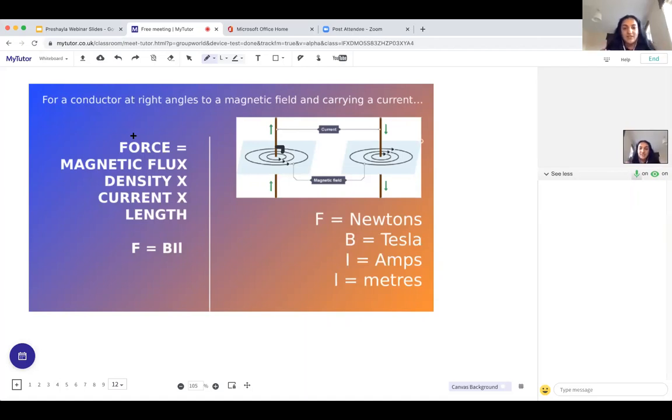So magnetic flux density is just this new kind of quantity that we use when we're talking about magnetic fields. And it's how concentrated the magnetism is in that material. You don't need to know the definition of it, so don't worry about that. It's really just a property that you'll be given.